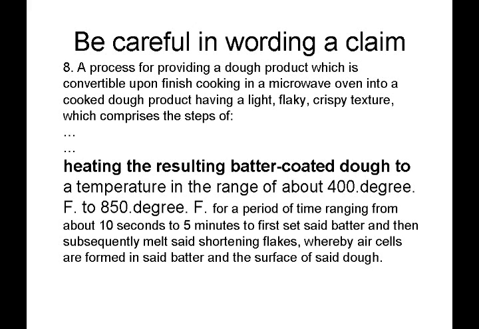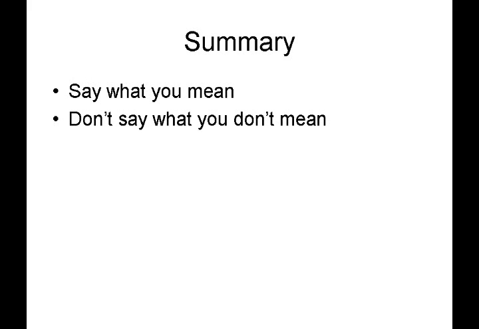So the bottom line is, what they meant was heating the batter-coated dough in an oven set to a temperature of about 400 degrees to about 850 degrees, but they were not actually heating the batter-coated dough. So they did not say what they meant, and it turned out to be a costly mistake for this patent holder. So the summary is, say what you mean, and just as important, don't say what you don't mean.